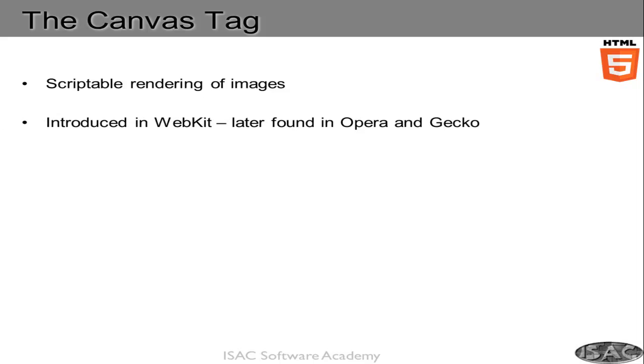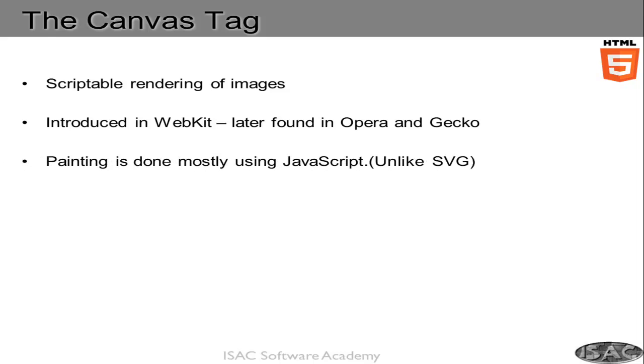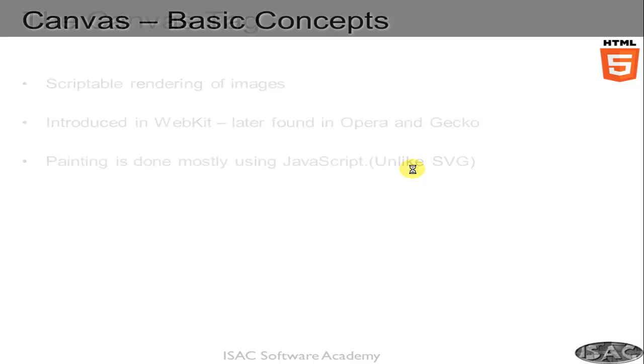Now, this concept is not new. It was introduced in other web browsers and other engines, but in desktop HTML, in desktop browsers, as a standard and consistent feature, it is recently introduced. Painting is done mostly using JavaScript, which is opposite to SVG. In SVG it is done through HTML tags, elements and attributes which get converted to XML, but here it is all through JavaScript.